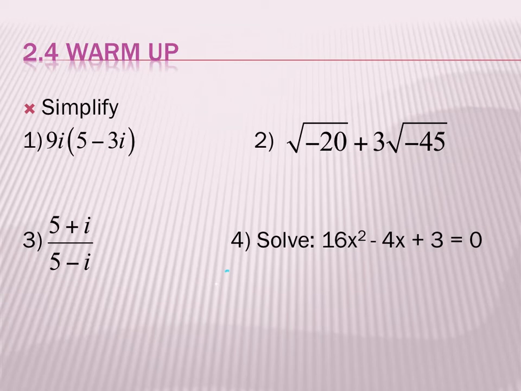Okay, so yesterday we started talking about complex numbers and all the things you can do: the multiplying, the adding, the simplifying, the rationalizing, and then finishing with the quadratic formula when you've got negatives underneath your square roots.